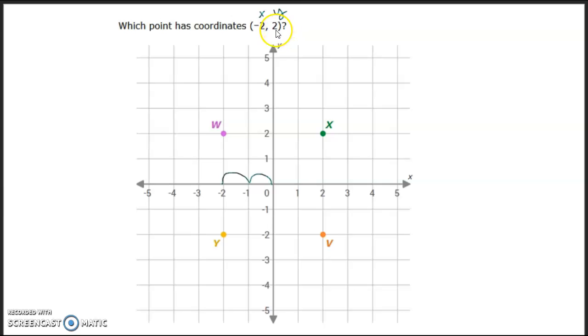Then it said a positive 2 is y. So in order to get to a positive 2, which is over here, I need to go up 1, 2. And the point that I have found using my cute little treasure map is W. So which point is negative 2, comma 2? Well, W is.